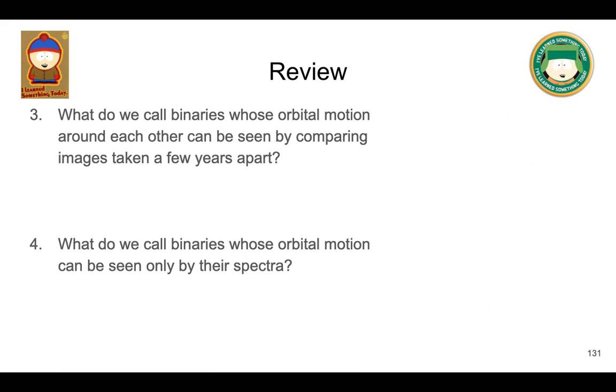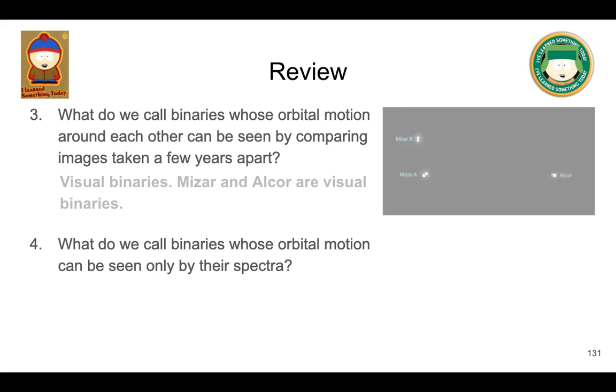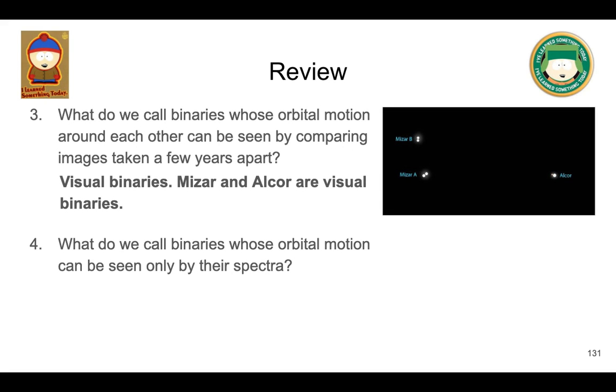What do we call binaries whose orbital motion around each other can be seen by comparing images taken a few years apart? These are what we call visual binaries. Mizar and Alcor are visual binaries, although it's actually more complicated than that because Alcor is itself a visual binary and Mizar is a pair of visual binaries. But the idea here with visual binaries is you can take images that show the stars as separate. If you take images over the course of several years, you will see the stars' positions changing, and you can measure their orbits that way. So not all binaries are visual. Some of them are so close together that you can only measure them a different way.